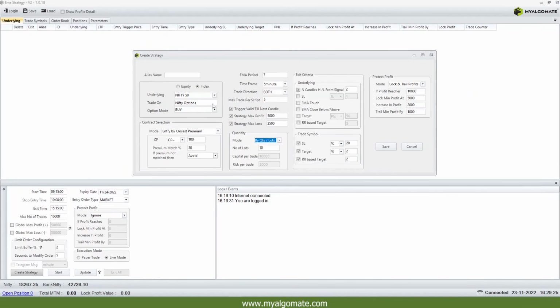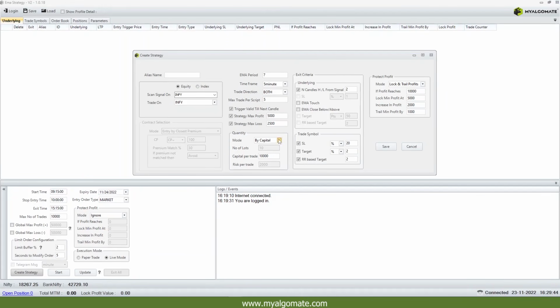For quantity configuration, for equity there are three modes given. One is you can directly mention the quantity or number of lots. The second is by using capital. So let's say if you have set the capital to 10,000 and if the stock price is 1000 rupees, then it will trade 10 quantities.